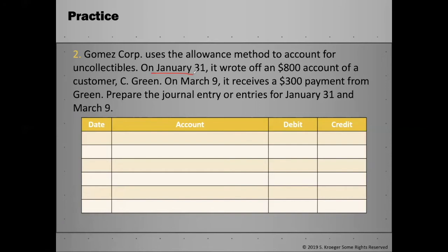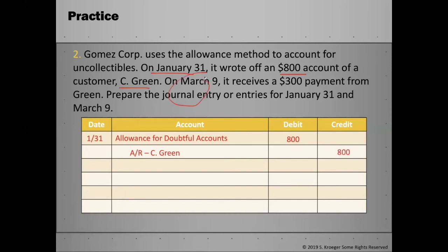On January 31st, we need to write off the $800 account from C Green. Remember to write off the account. It would be allowance for doubtful accounts, the amount that we're writing off, and then the customer's name, accounts receivable, C Green in this case for $800.